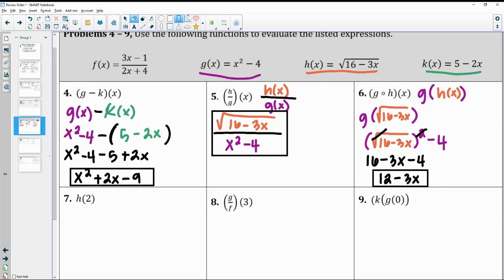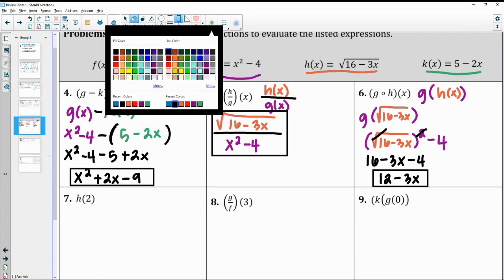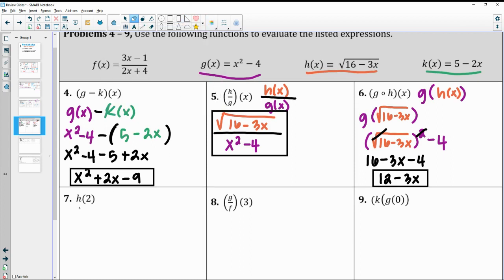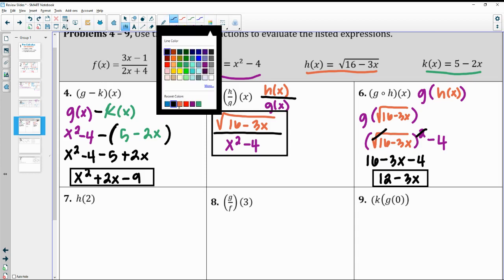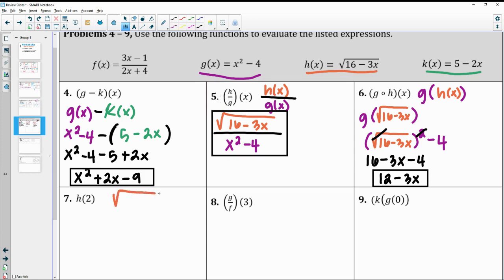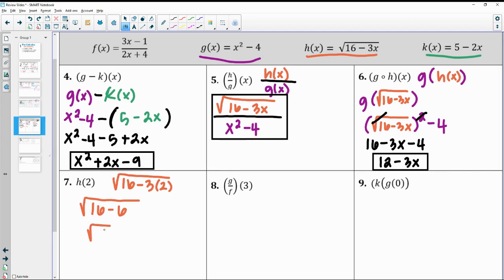Number 7 asks us to do h of 2. So that means we're going to plug 2 into the h function. So the h function is the square root of 16 minus 3 times x, which in this case is 2. So we have 16 minus 6 under the square root, and that gives us the square root of 10 as our final answer.